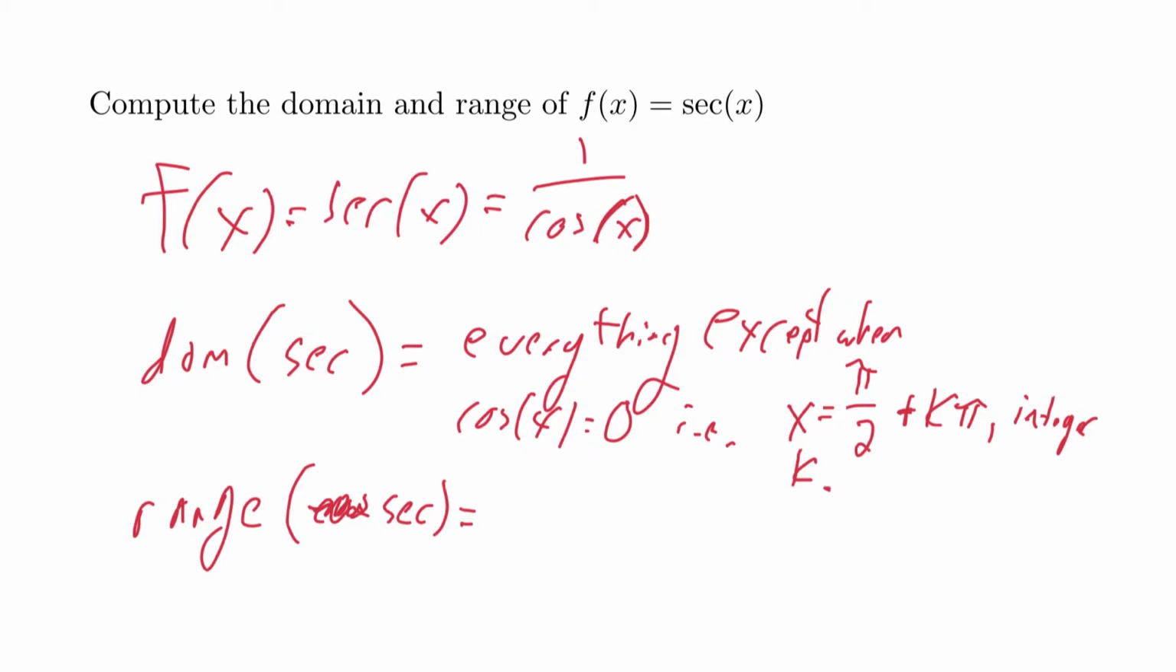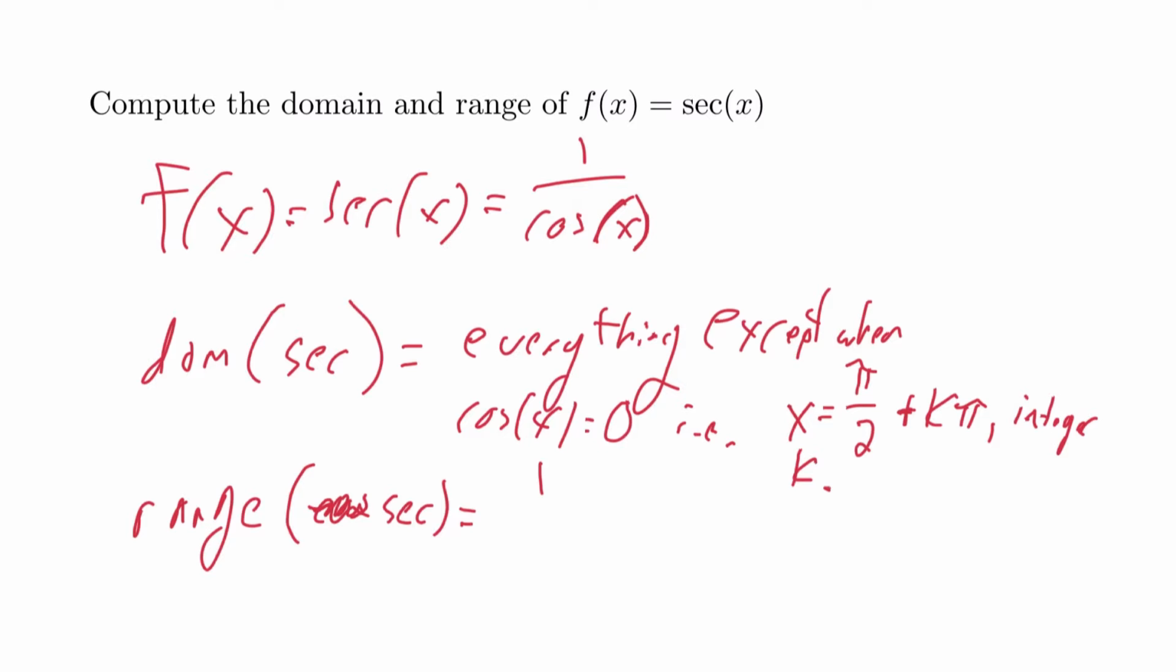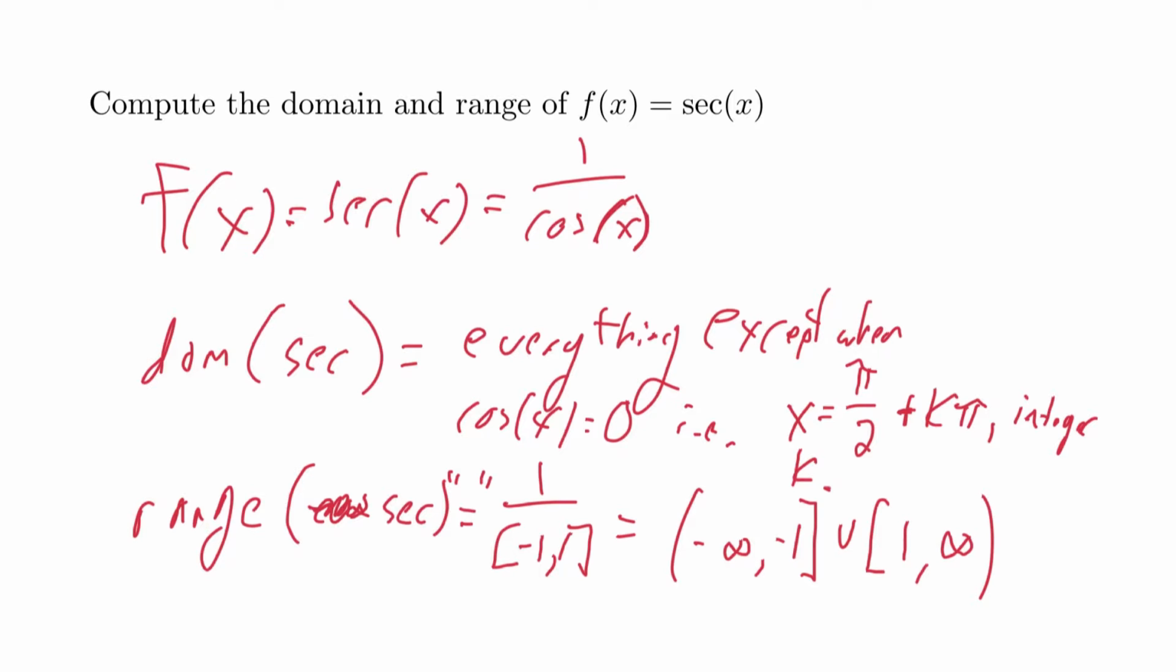Well, I know that the range of cosine is minus 1 to 1. So what is the domain of secant? Well, it's everything I get by doing 1 over something in the interval minus 1 to 1. So I can think of this as, I'll put this in quotes since this doesn't totally make sense, 1 over the interval minus 1 to 1. So what is this? This is minus infinity to minus 1 inclusive, and then also 1 to positive infinity.